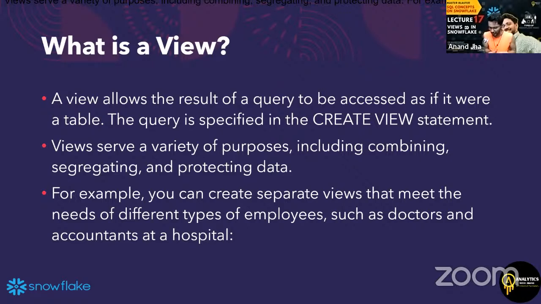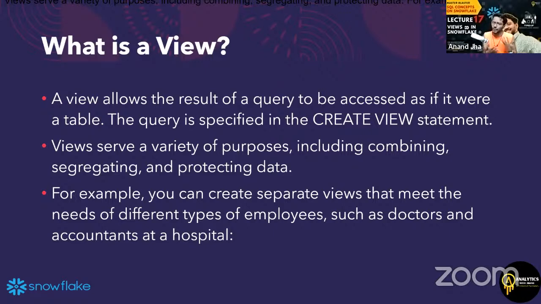Views serve a variety of purposes. Why are we doing it? Including combining, segregating, and protecting data. This is for data quality. Unilever has hired me in the data quality team only, right? So that certain sections, certain departments can only access certain data. Suppose I have a table in which I have 20 records. The first 10 records, I want only my accounts section to access. The next 10 records, I want a certain section of my department to access. In that case, you will be needing views.